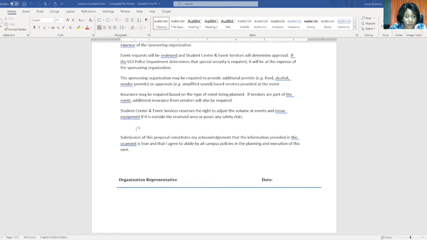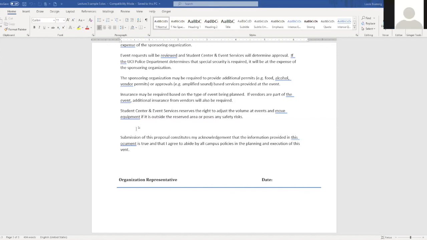And again, for this event proposal that they are putting out, the other caveat is that the Student Center and Event Services reserve the right to adjust the volume at events and move equipment if it is outside the reserved area or poses any safety risks. And then submission of this proposal constitutes acknowledgement that the information provided in this document is true and you will abide by it. So please, do you see how detailed an event proposal can be?